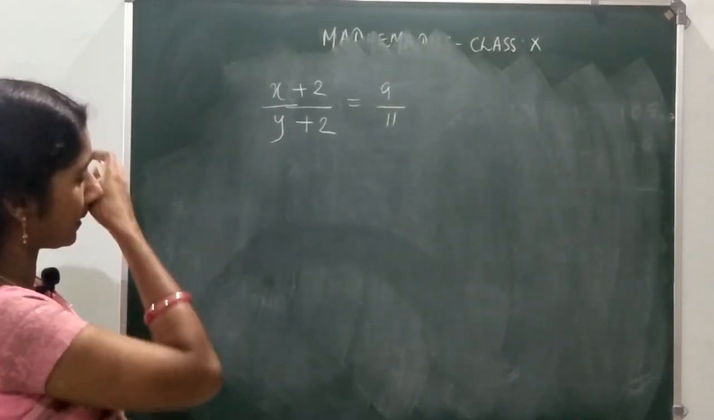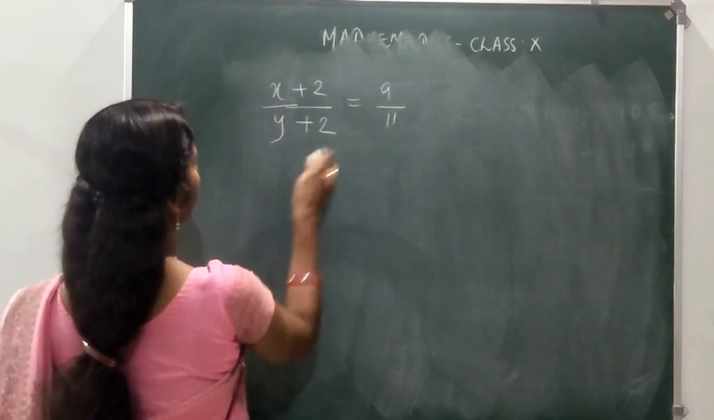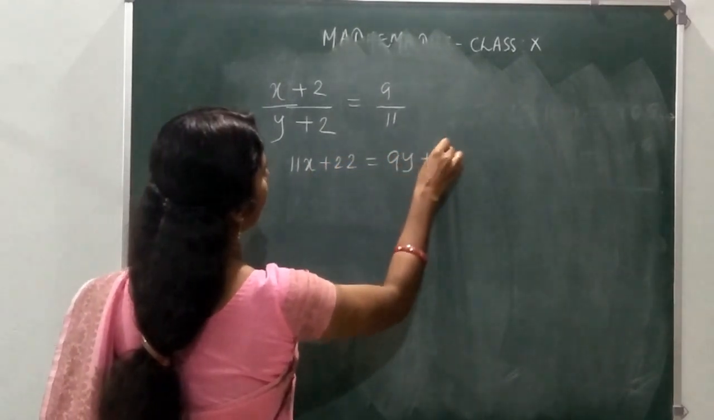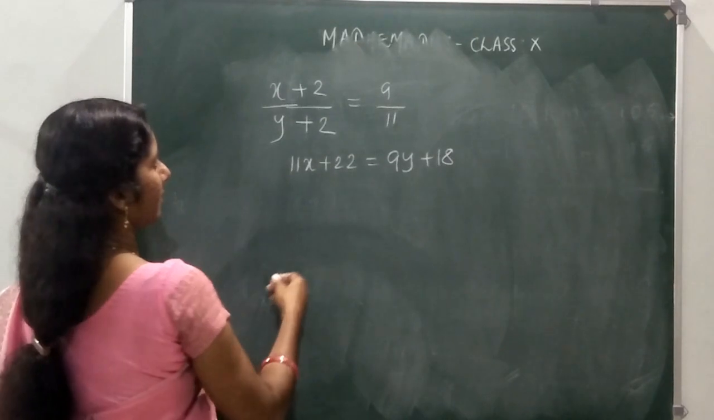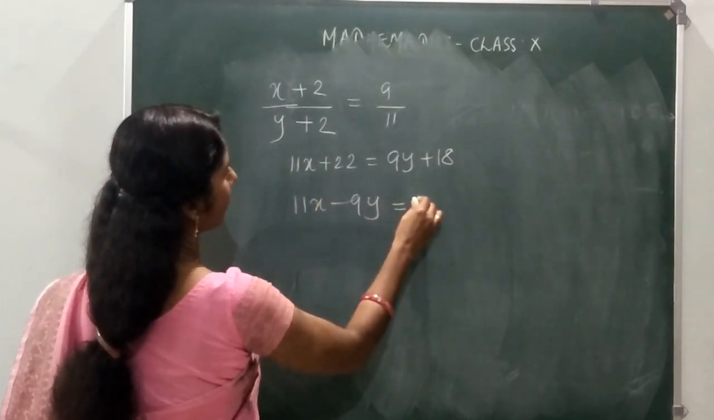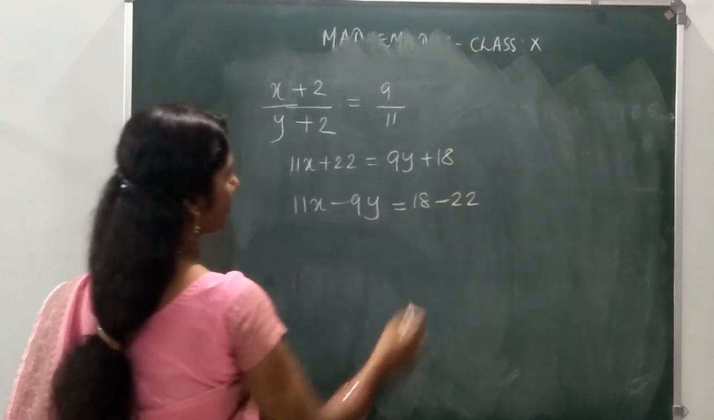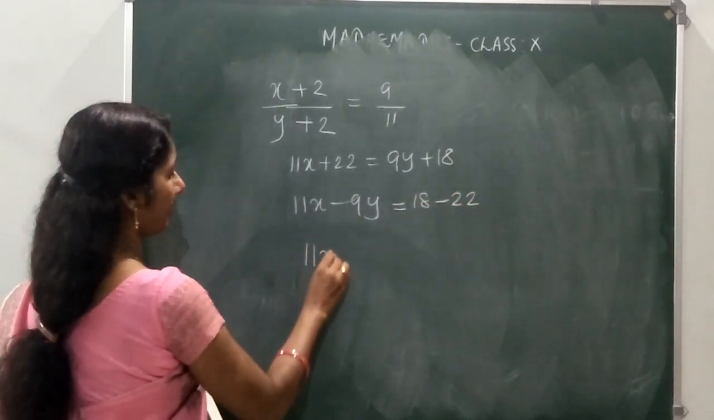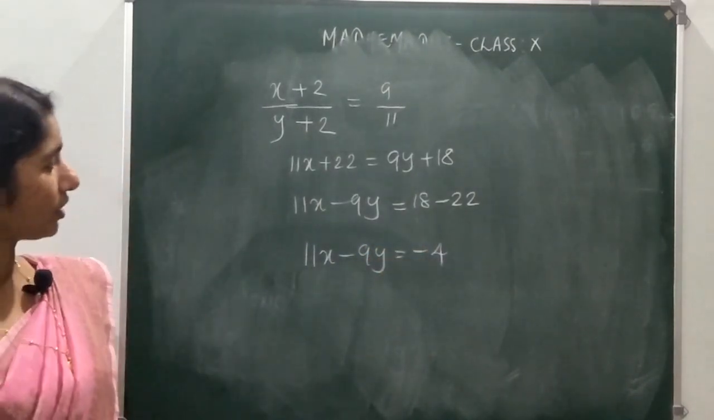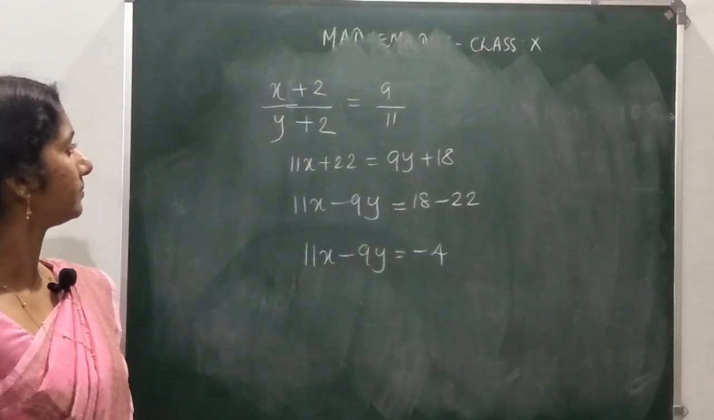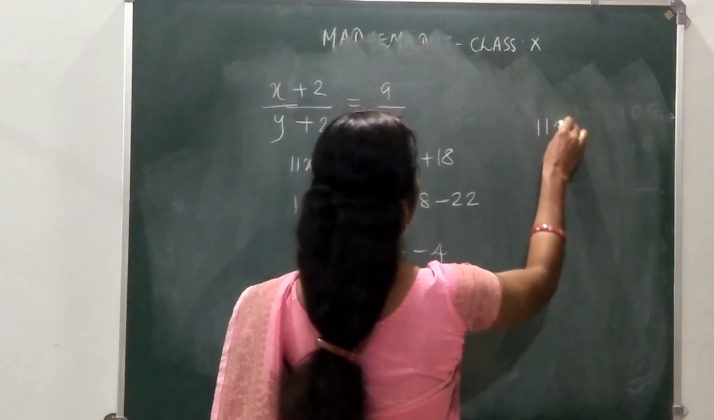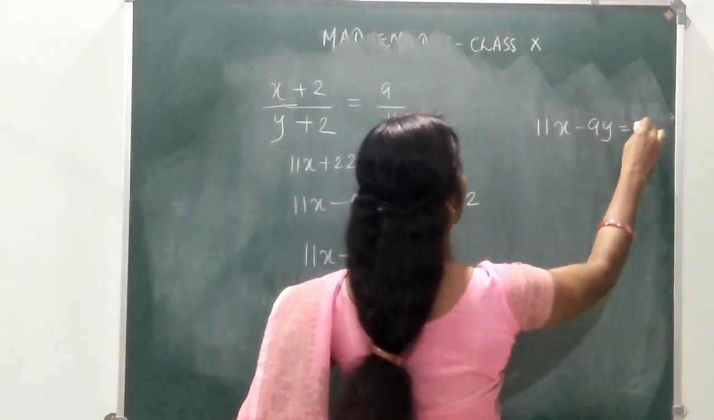We can make it as standard form. Cross multiply. 11x plus 22 equal to 9y plus 18. Take 9y to here. 11x minus 9y equal to 18 minus 22. So we are getting 11x minus 9y is equal to minus 4. 18 minus 22. Okay, we got one equation: 11x minus 9y equal to minus 4.